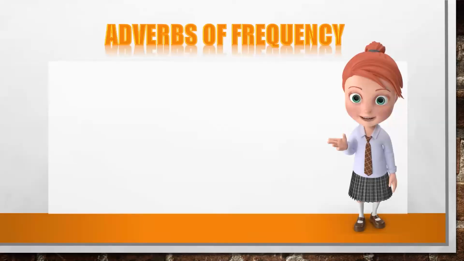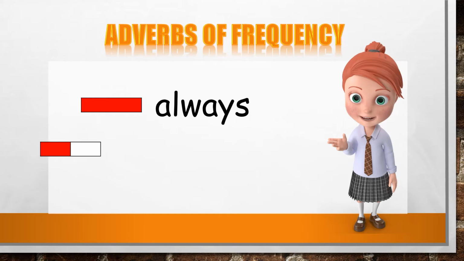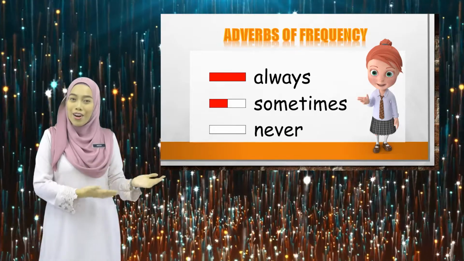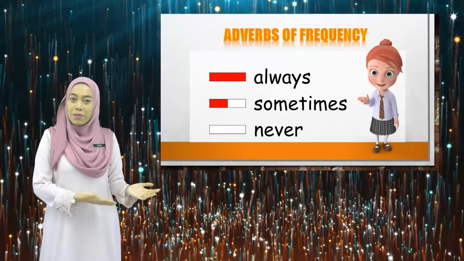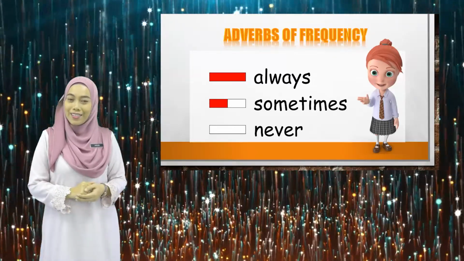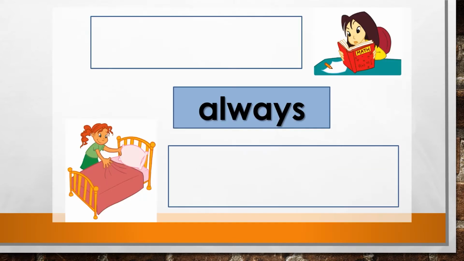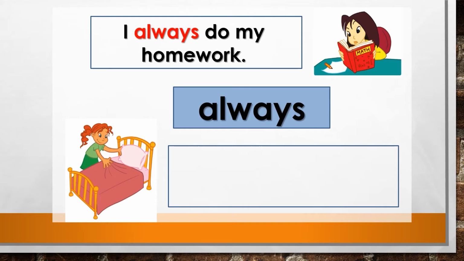Let's look at the pictures. The shaded part of each bar indicates how often an activity takes place. These words are called adverbs of frequency. We use always to describe an action that happens all the time. I always do my homework.